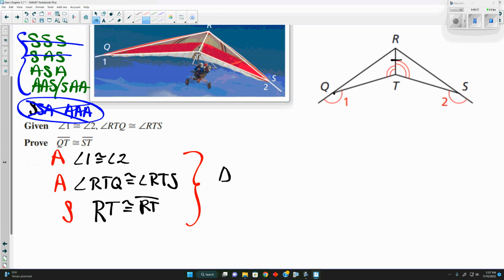QRT is congruent to SRT. Because QRT, SRT are congruent by angle, angle, side, or side, angle, angle. Yes.